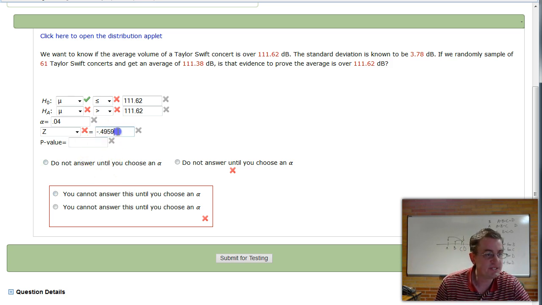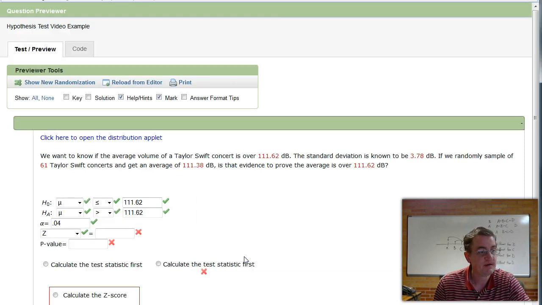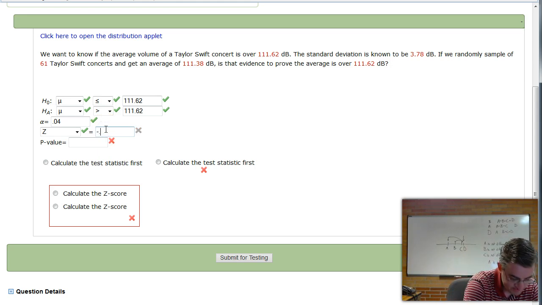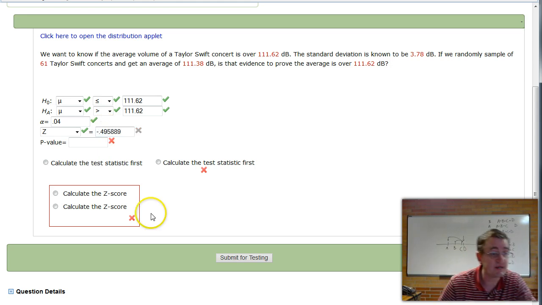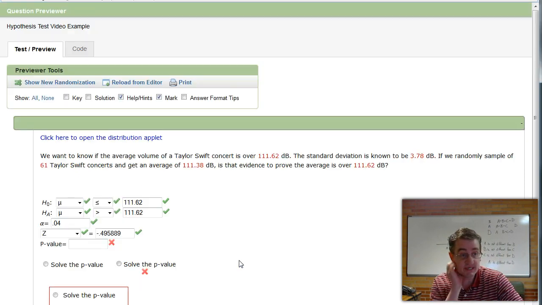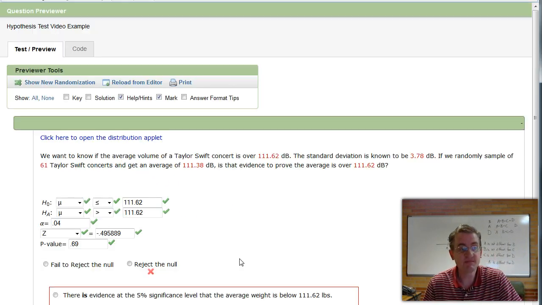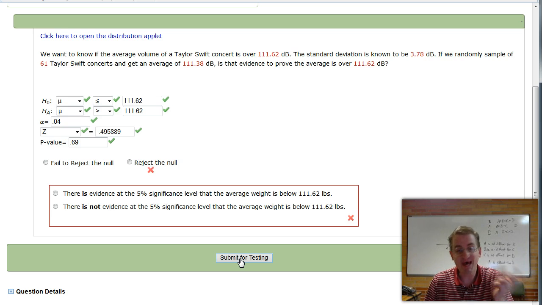Look what happens if I just do my alpha. Submit for testing. Now it says, don't do this until you get the z-score, which was negative 0.495889. And now it says, don't do this until you get the p-value, which was 0.69. Once I finally have submitted all those pieces, now it unlocks. It says fail to reject or reject.